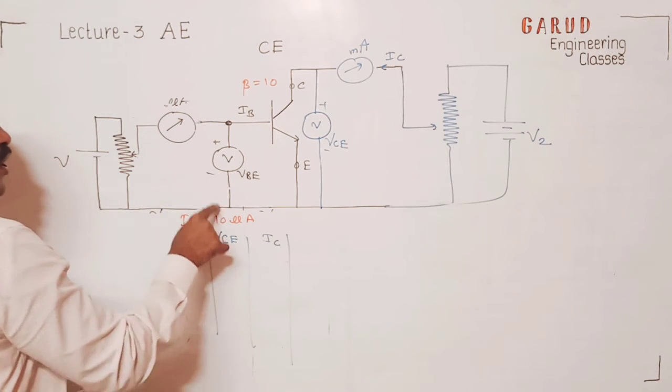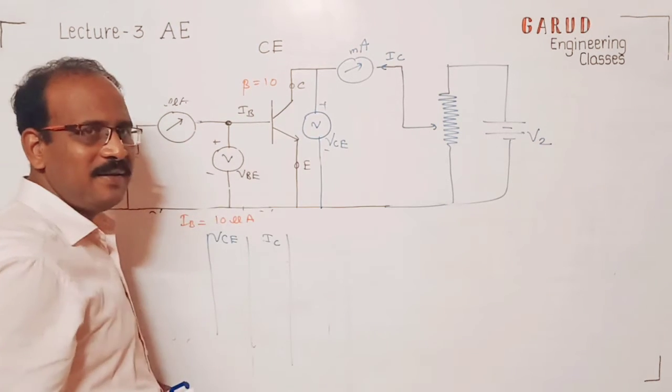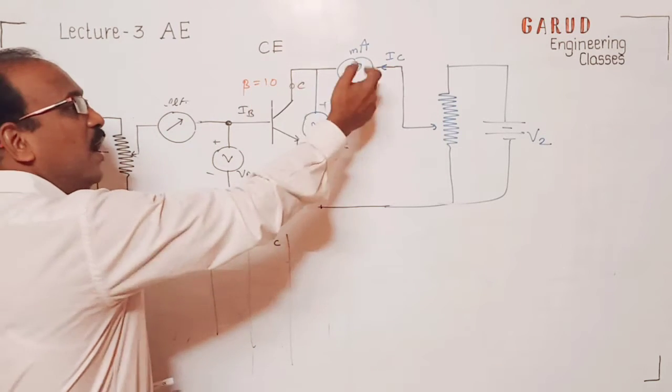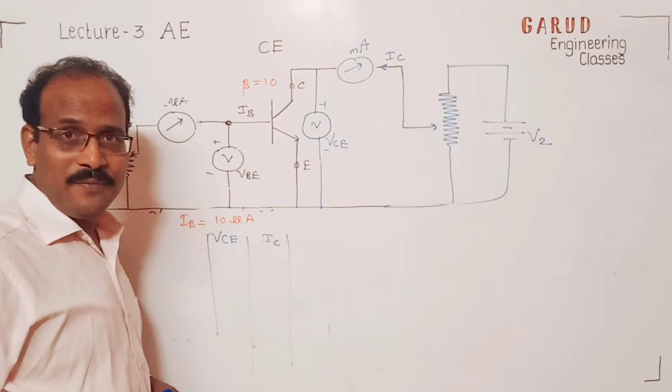So IB equals 10 microampere. What will be the IC? 10 into 10, 100 will be the IC, 100 microampere.